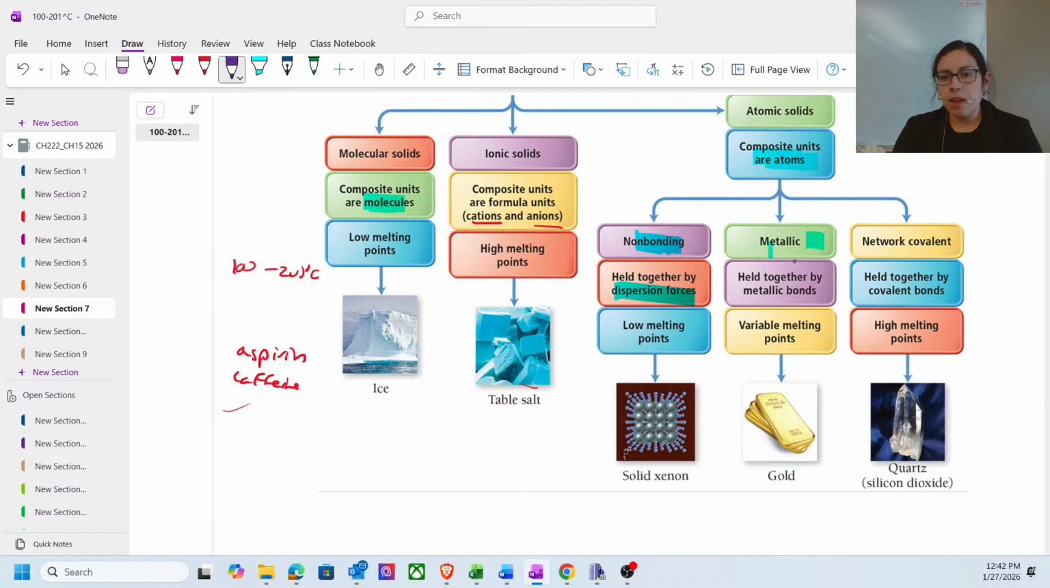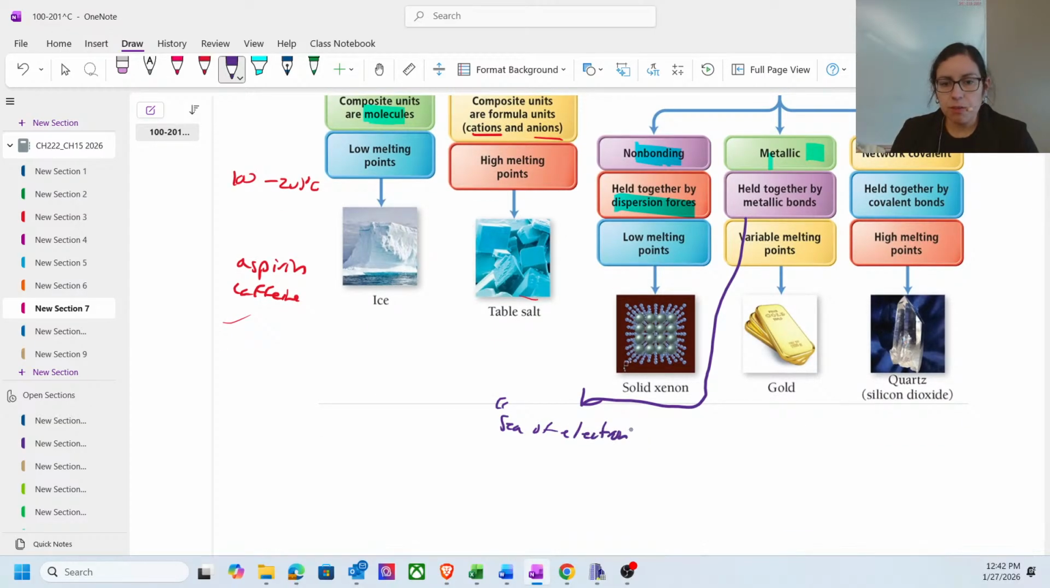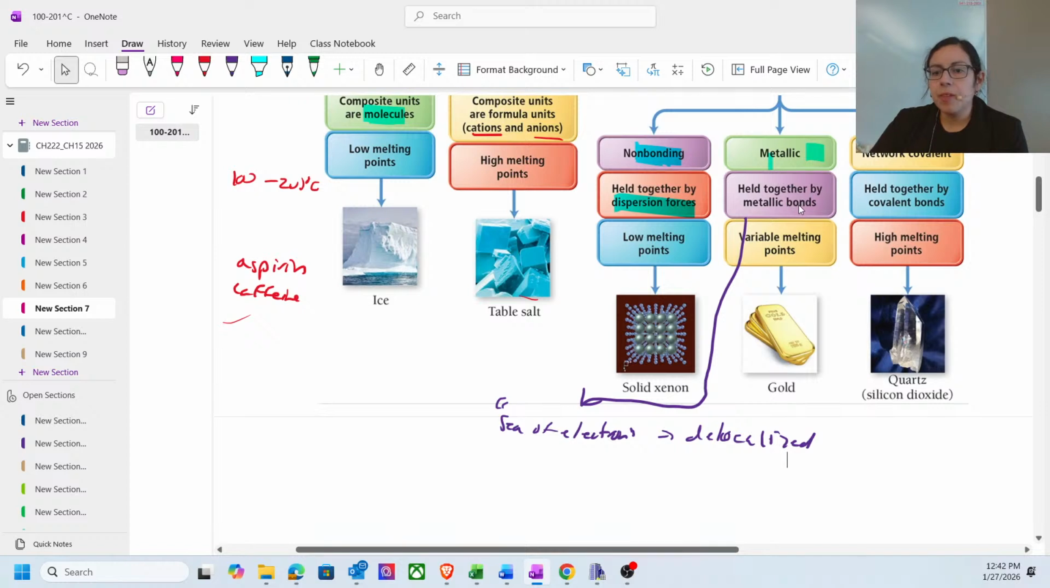Part of the key of our metallic bonds is, well, it says that it's held together by metallic bonds, but that really doesn't tell us all that we need to know, so we need to come back to this. But the idea is that it's called the sea of electrons, I think we refer to it as. We're going to look at how it's delocalized electrons. So we'll save this thought for a second. And then we'll compare that to network covalent compounds.